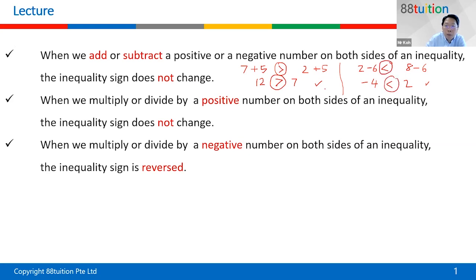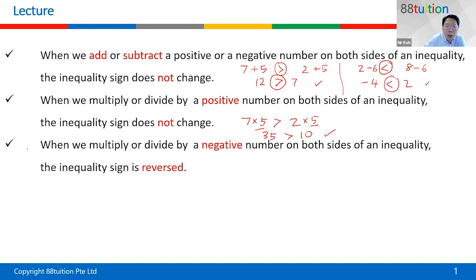All right. Now, same thing if you multiply. I'm going to use the same thing as 7 greater than 2. If you multiply a positive number on both sides, say you're going to multiply by 5, you still get 35, which is also still greater than 10. Okay, so what it means.